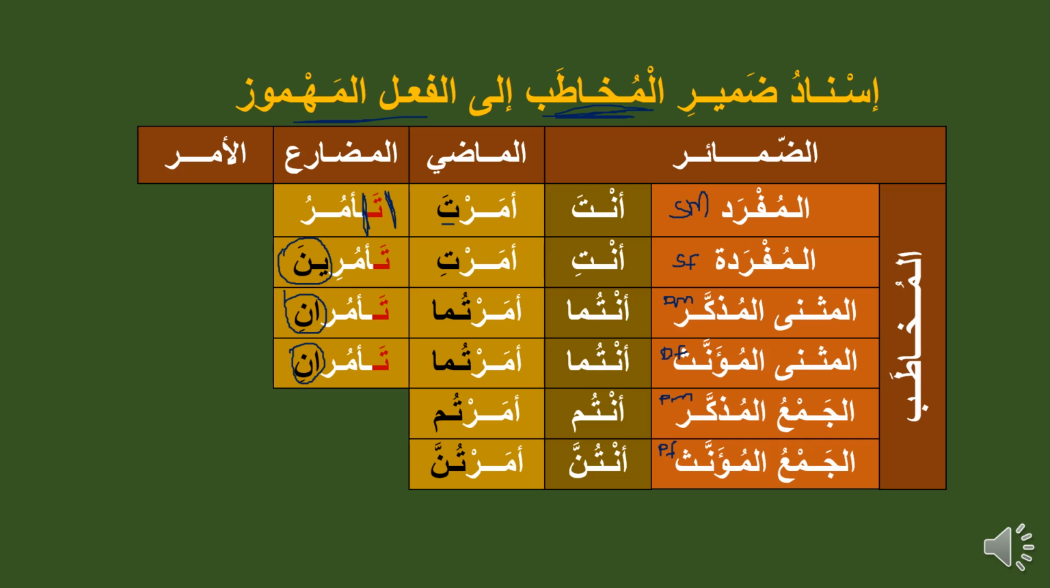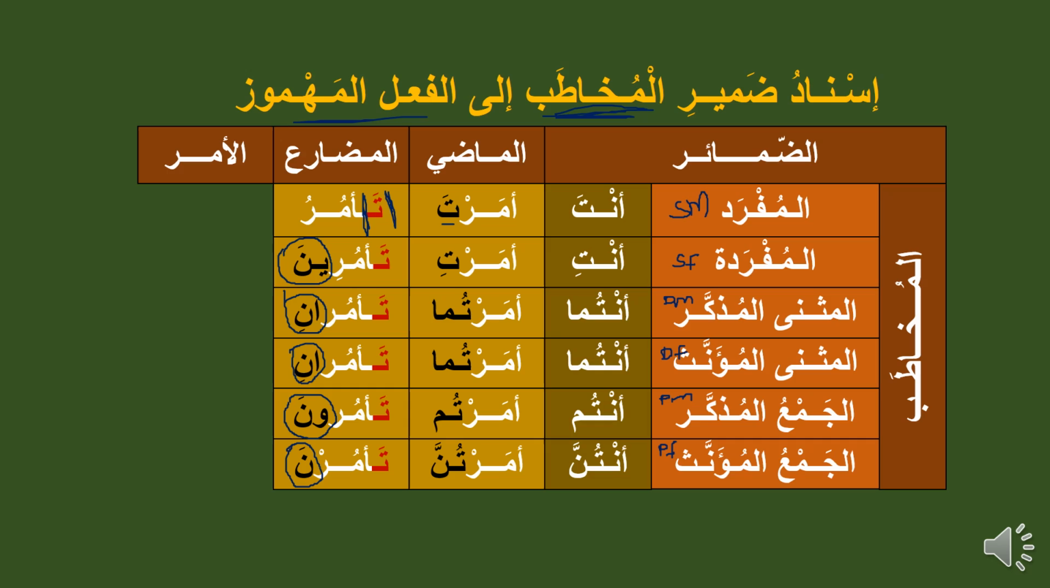So in the case of the jam' mudhakkar, the plural masculine, what is it going to be? Ask yourself. By now you should know what the answer is going to be. By adding the waw and nun to it and making it what? Ta'murun. The waw and nun, which indicate what? The jam', the plural. And this waw I said is called what? The waw is called wawul jam', or wawul jama'a. So I hope you get that. So the last one is what? Is ta'murna. Ta'murna. Tajlisna. Tafhamna. Ta'kulna. And so on and so forth.